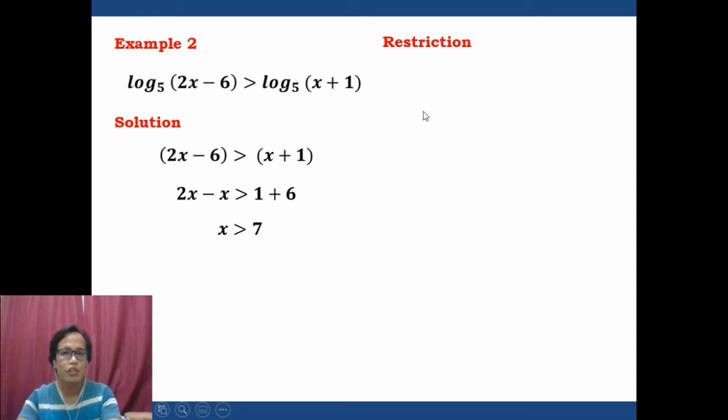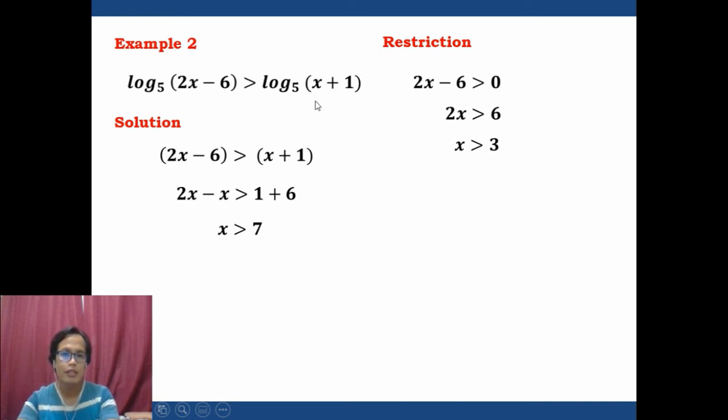Now for the restrictions, we have 2x minus 6, so 2x minus 6 must be greater than 0. Okay? So subtraction, this is minus, meaning we need to use addition property. So this becomes 2x is greater than 6. So we copy 2x, addition property, this becomes positive 6. Now to eliminate the 2, we need to divide both sides by 2. So therefore, x is greater than 3.